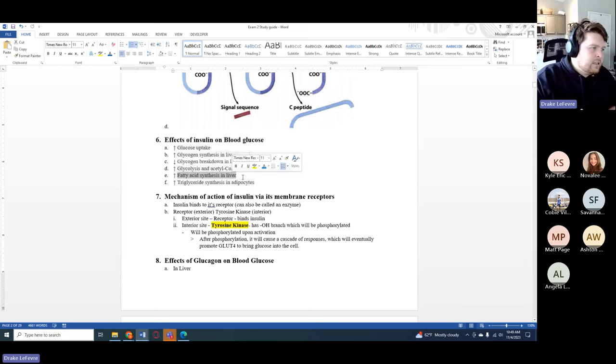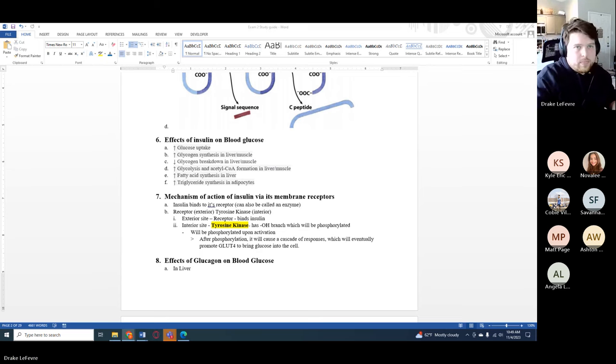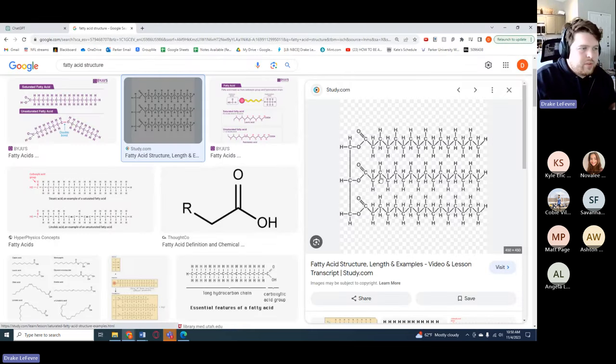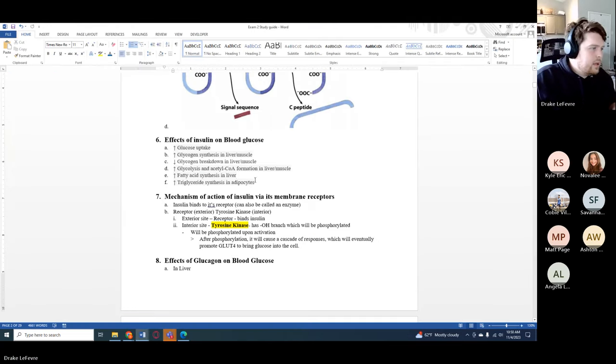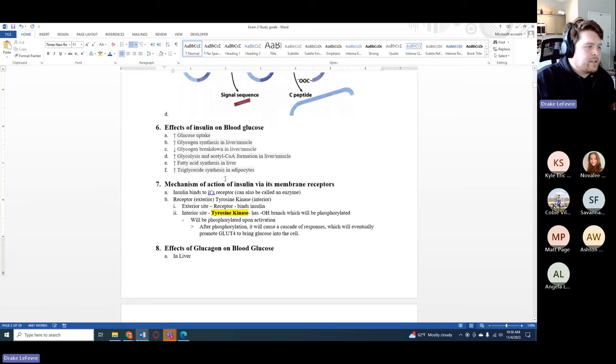Increases fatty acid synthesis in the liver. Fatty acids are really just a whole bunch of hydrogen and carbon. So we take our glucose, and if we have a large uptake of glucose, not all of it gets converted to glycogen. Some of it will get broken down and reorganized into fatty acid chains to be stored as fat in the body. You also get increased triglyceride synthesis in the adipocytes, which again, if we have an excess of glucose, especially a large excess, it'll start to turn it to fat to store it.